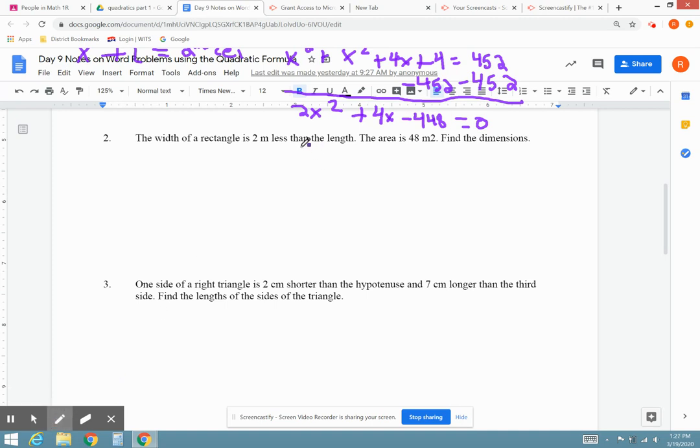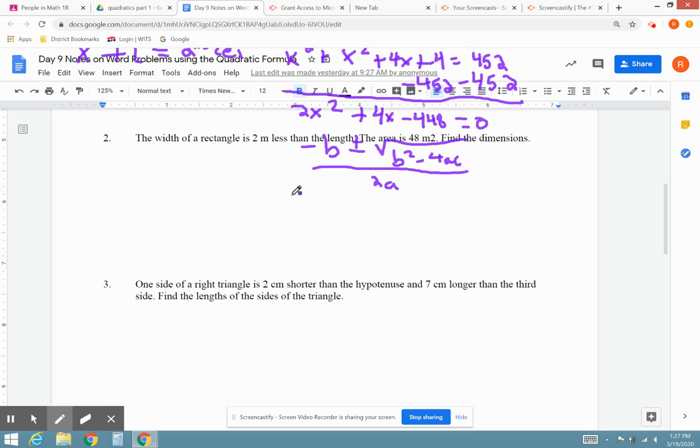So now I'm going to write the quadratic formula. So negative b plus or minus the square root of b squared minus 4ac all over 2a. And I'm not doing question number 2 here, so I'm going to write right over top of it. So my a value is 2, my b value is 4, my c value is negative 448.